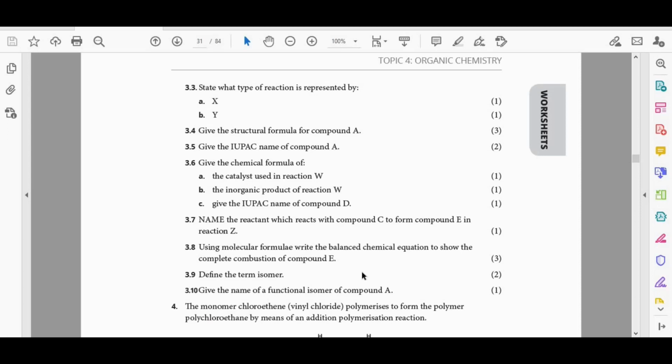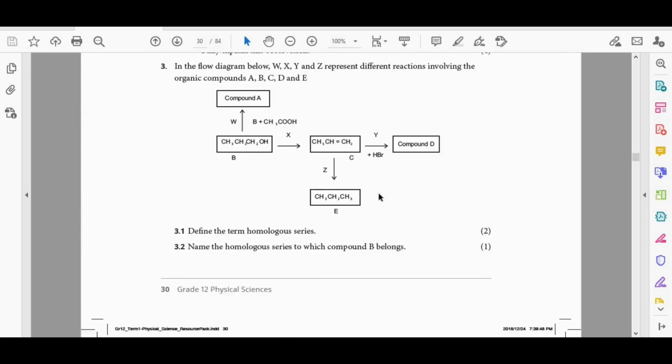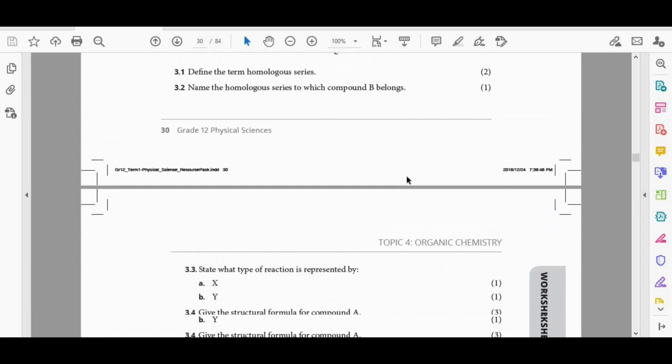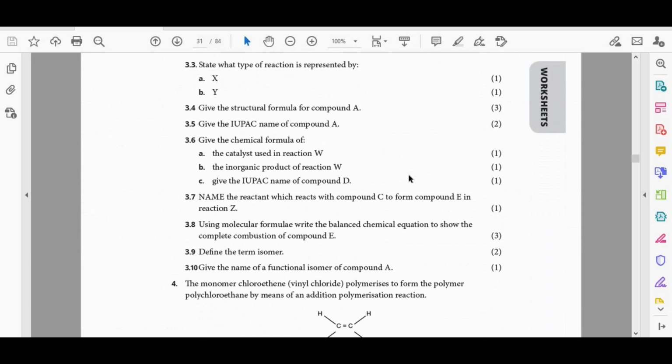3.10 though, give the name of the functional isomer of compound A. So let's look at compound A. I think we named it in question 3.5, give the IUPAC name of compound A. We named it as propyl ethanoate, which was an ester. The definition for a functional isomer: molecules with the same molecular formula but with different functional groups, and therefore they all belong to different homologous series.